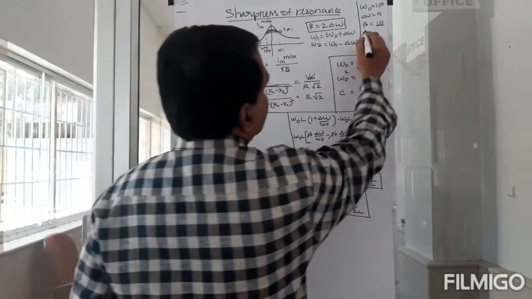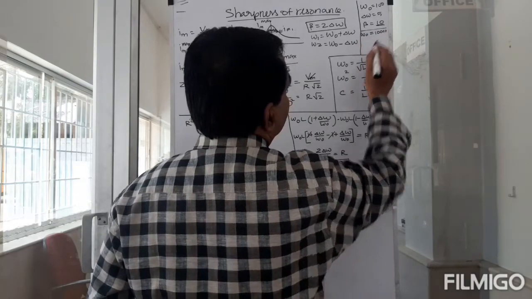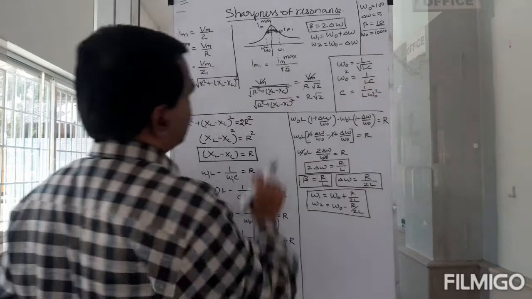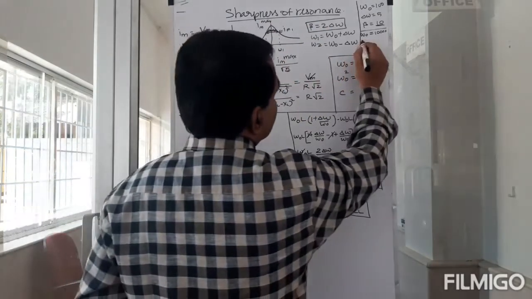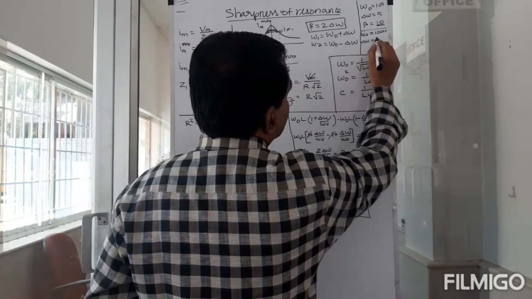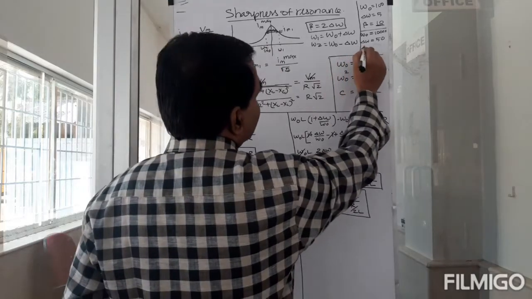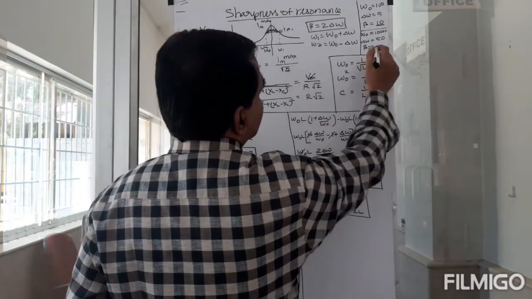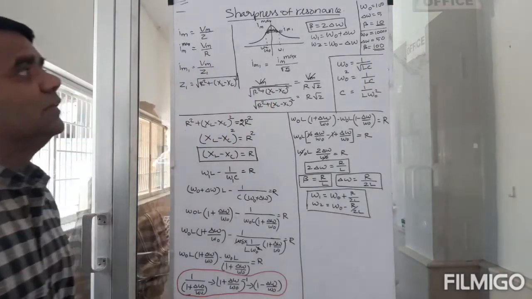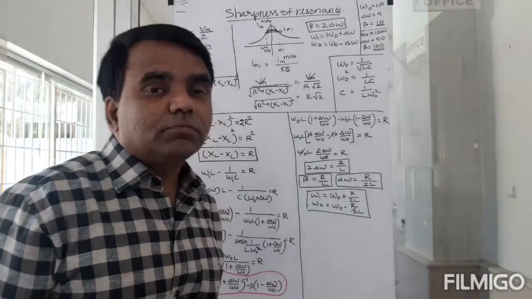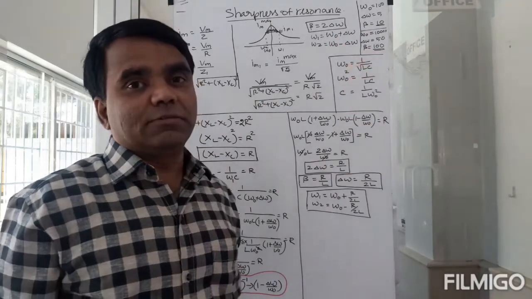Suppose my omega naught is 10,000 radians per second. Suppose my delta omega is 50. And what is my bandwidth now? My bandwidth is actually 100. Here my bandwidth is 10 and here my bandwidth is 100.